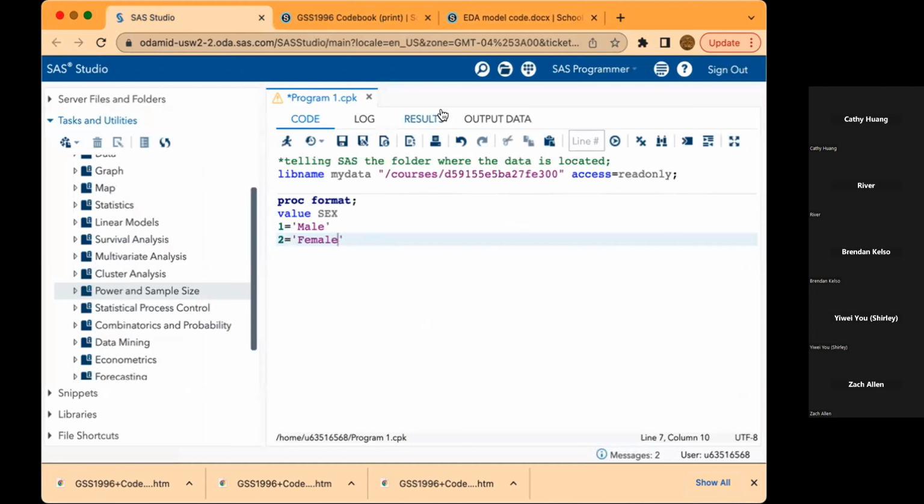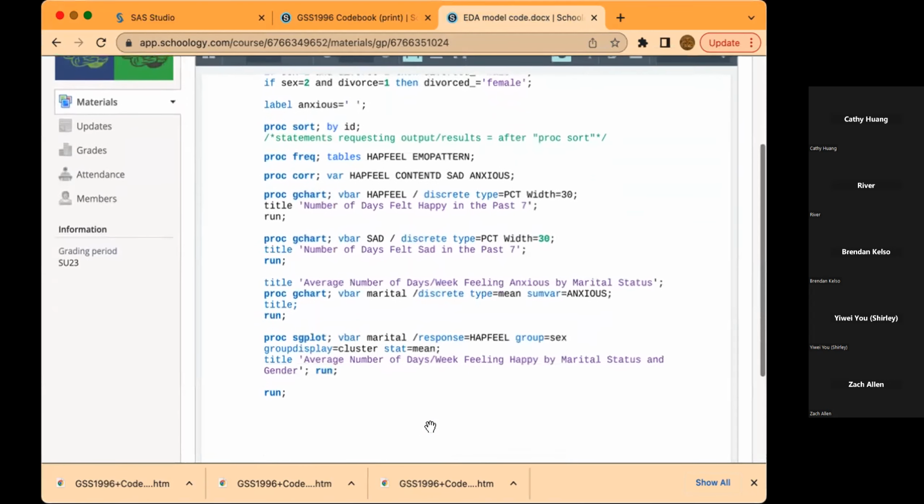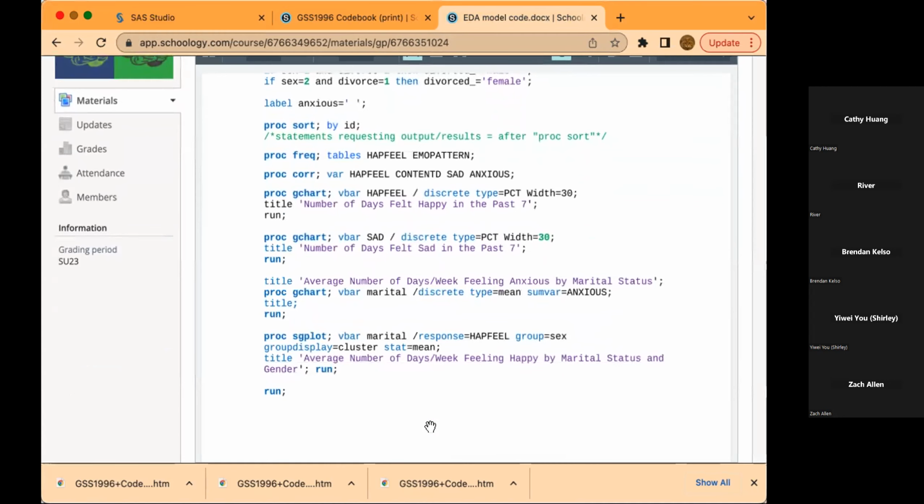I'm gonna do something like who's generally more fearful. Okay. So scroll down a little bit. I'll show you what code to use. You see where it says average number of days feeling anxious by marital status? Proxy chart. Yeah. Take those 4 lines of code up above a little bit.